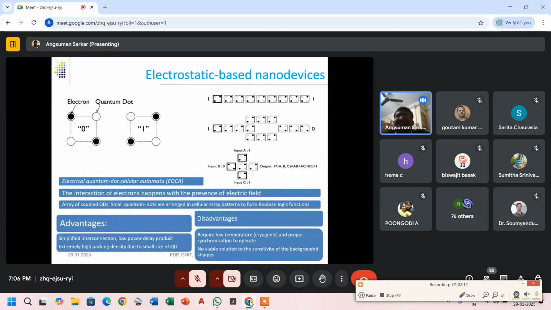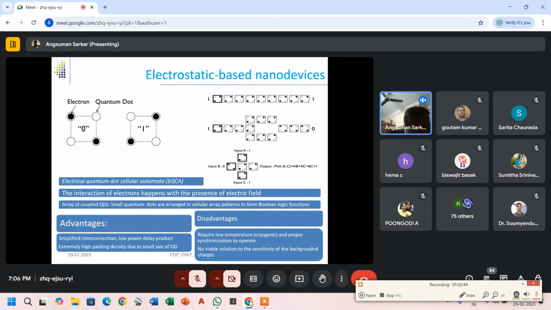The second type is electrostatic-based nano devices. It is basically called quantum dot cellular automata, EQCA. The interaction of electrons happens in the presence of an electric field. So we use quantum dots. Quantum dots are arranged in a cellular array pattern, and by arranging them we are trying to implement Boolean logic functions. So basically, simplified interconnection is an advantage. Low power delay product is another important advantage.